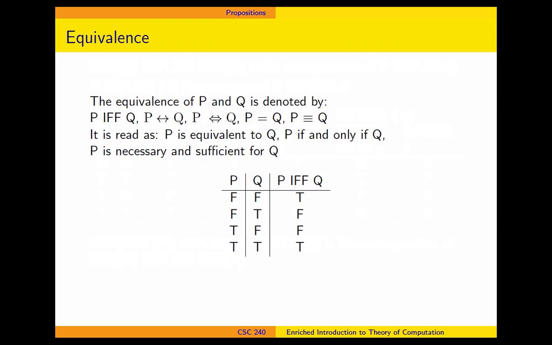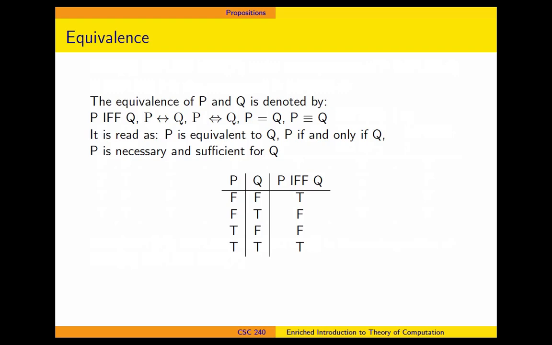For any two propositions P and Q, P is equivalent to Q means that P is true exactly when Q is true. Other ways to say the same thing in English are P if and only if Q, and P is necessary and sufficient for Q. IFF is an abbreviation for if and only if.